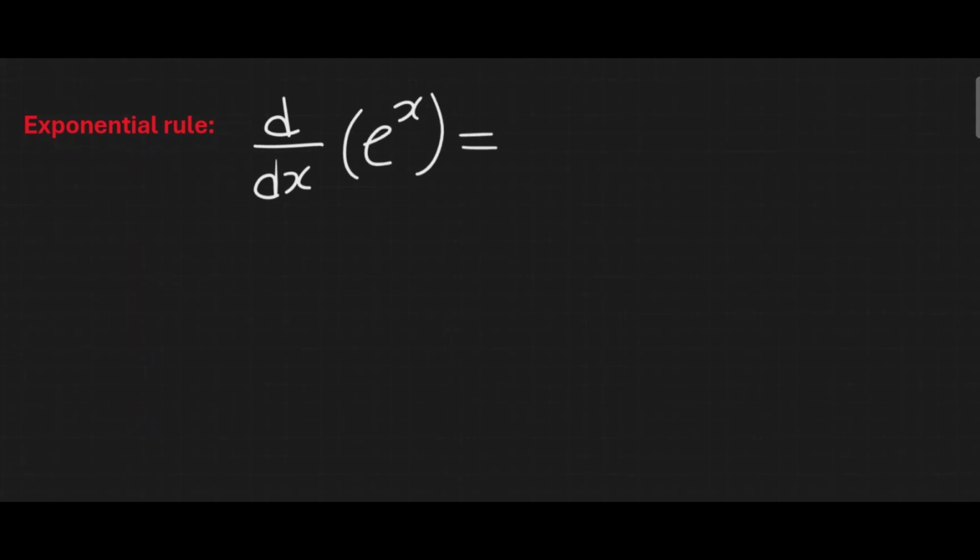Let's learn the exponential rule. This rule says d by dx of e to the power of x equals e to the power of x. This means the derivative of e to the power of x is simply itself. I will explain separately in the next video why the derivative of e to the power of x stays the same using a real life example.